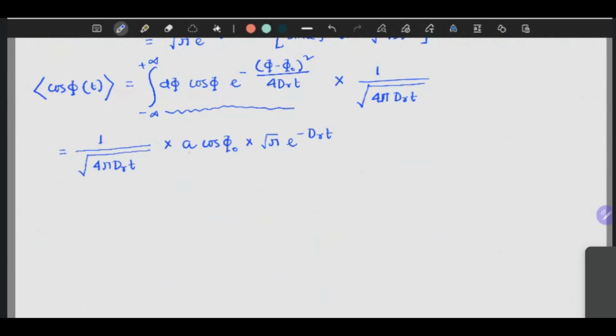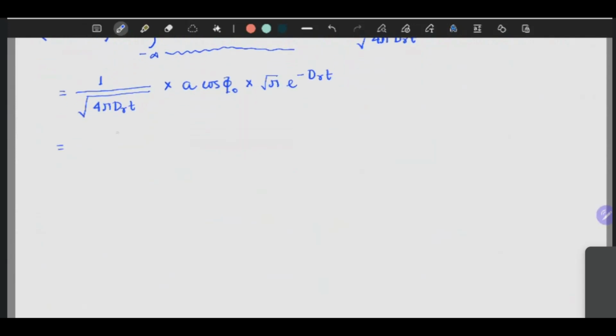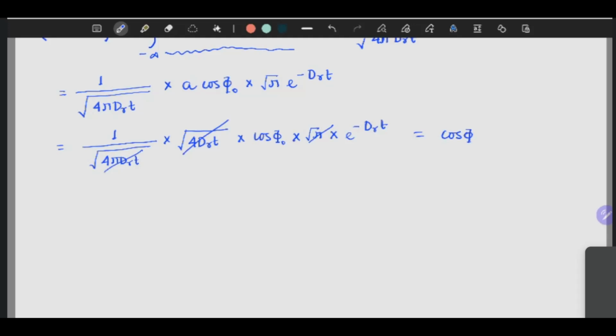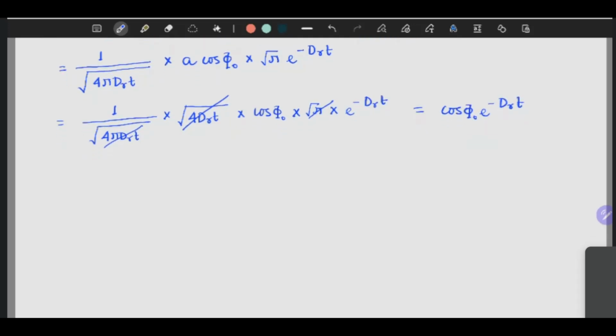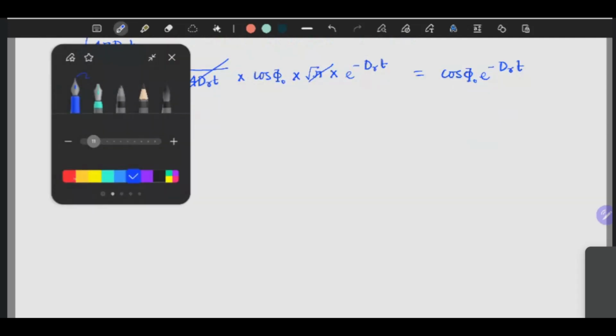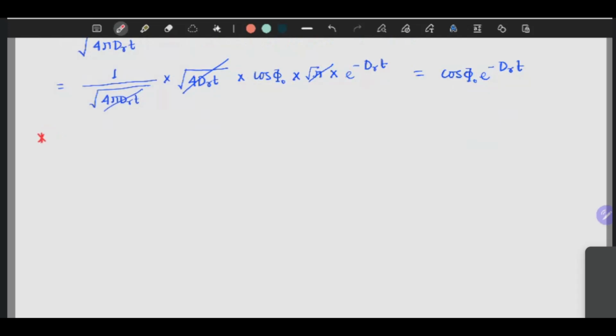A is root over of 4 drt, so then it becomes 1 by root over of 4 pi drt into root over of 4 drt into cos phi naught root pi into e to the power minus drt. So this cancels out and it remains cos phi naught e to the power minus drt. So from here you can get, basically you are getting average of cos phi t is cos phi naught e to the power minus drt.